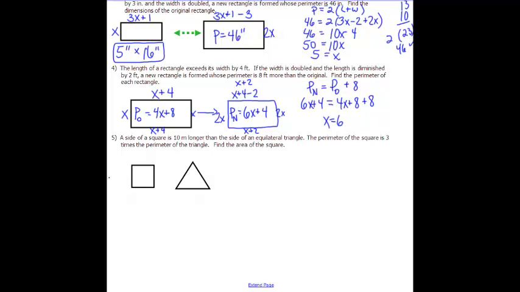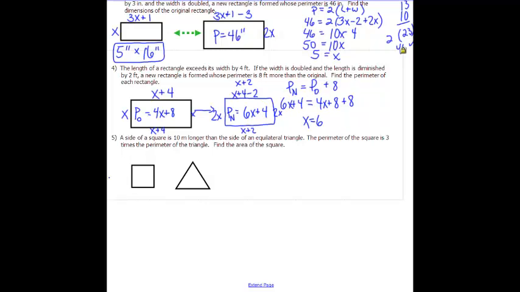So what does that mean? Let's go back and get all of our dimensions. For the original, I had a width of 6 and a length of 10, so the perimeter of the original is going to be twice 16, which is 32, and we are in feet. Now the new, the width is going to be twice the original width, which is 12. My length is going to be 8, and so my perimeter of the new rectangle is going to be twice 20, which is 40 feet.